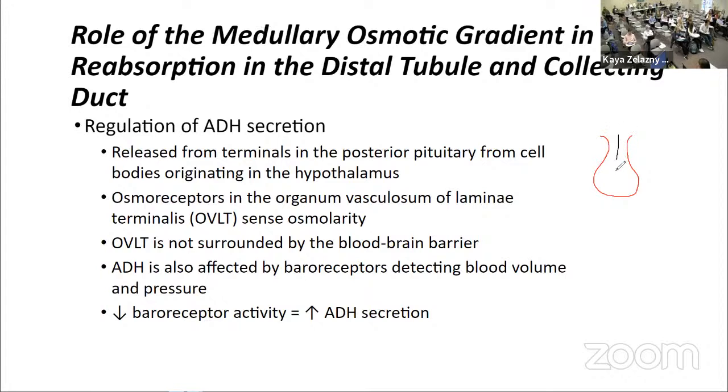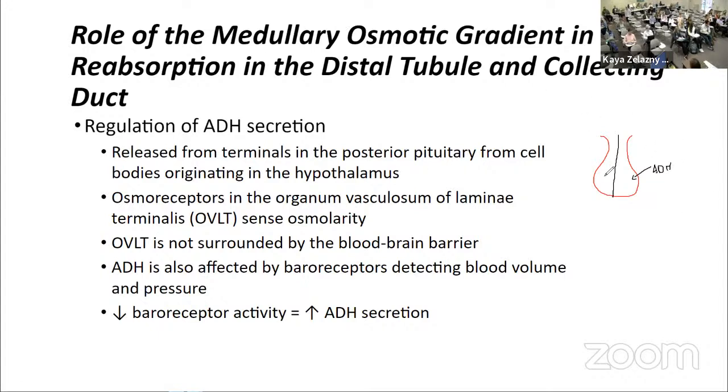We talked a lot about the anterior pituitary hormones. We had tons and tons of them. Now we are finally talking about a posterior pituitary hormone. A really important posterior pituitary hormone is ADH. Okay. And those hormones in the posterior pituitary were functioning in a different way.